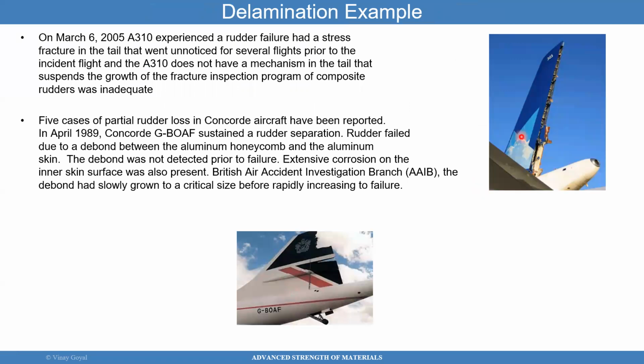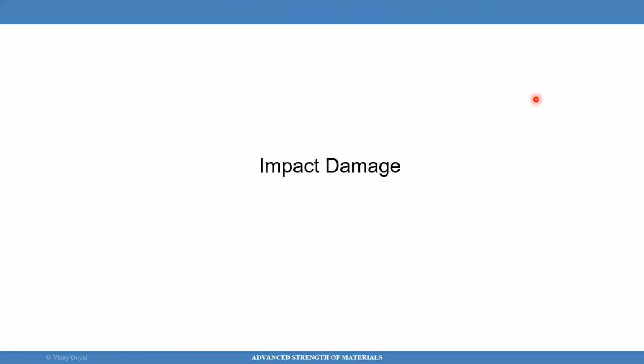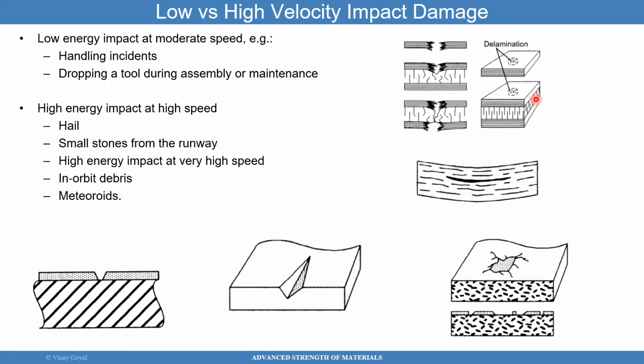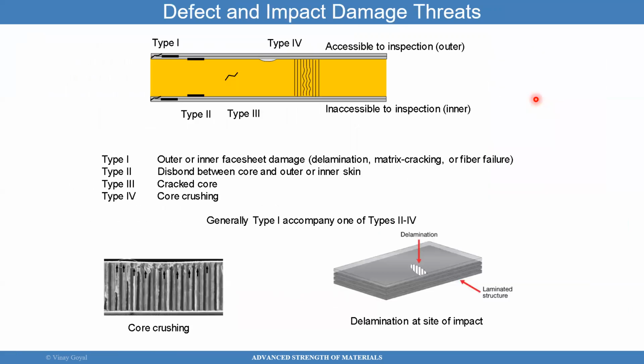Here you can see aircraft rudders broken apart, and the reason that has happened actually quite a bit, more than 20, 30 times, is because the pressure inside the honeycomb increases when you go to higher altitudes, and that causes the face sheet to blow apart if there's a defect between the face sheet and the core. Impact damage, lightning damage, and hail damage are problems. So here are the kinds of damage you can have in the composite due to impact.